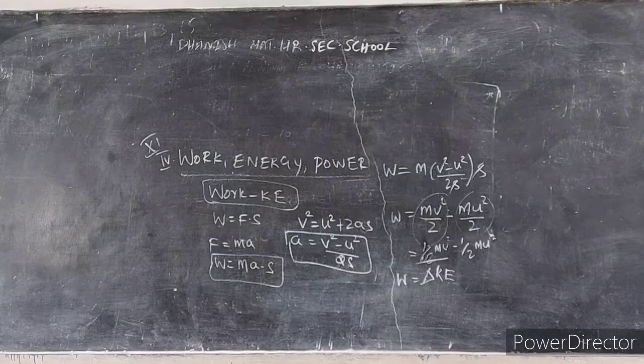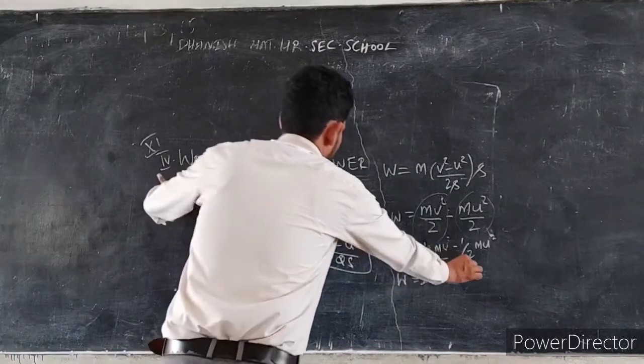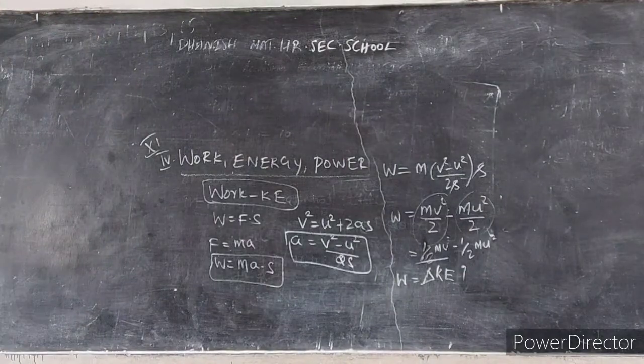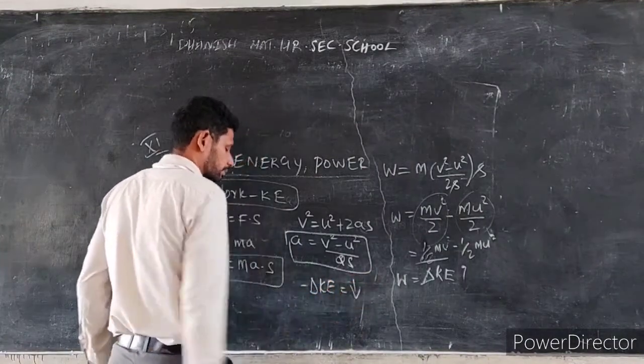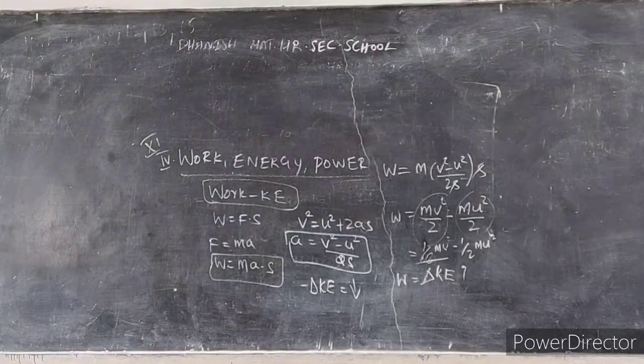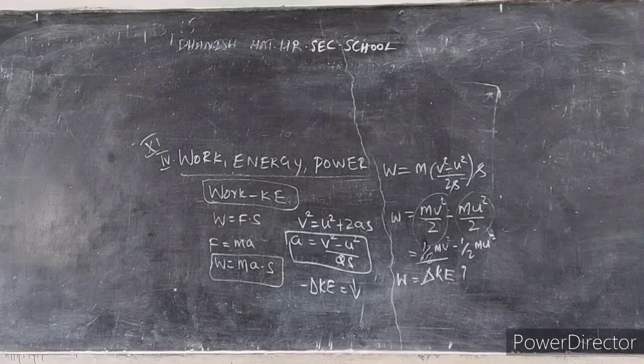So, what facts do we know from this? If the work done by the force on the body is positive, then the kinetic energy increases. Suppose the work done on the body is negative, then the kinetic energy decreases. If there is no work done by the force on the body, then there is no change in kinetic energy, which means that the object or body has moved at a constant speed, as the mass remains constant.